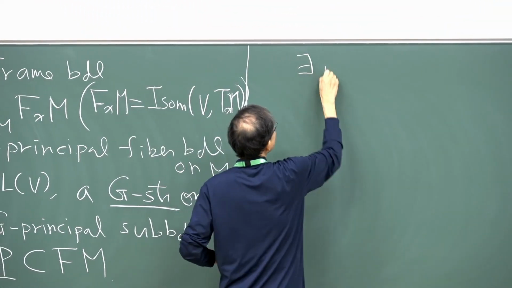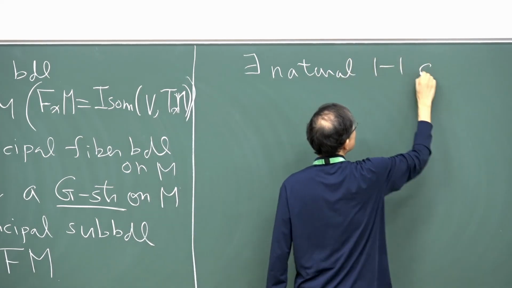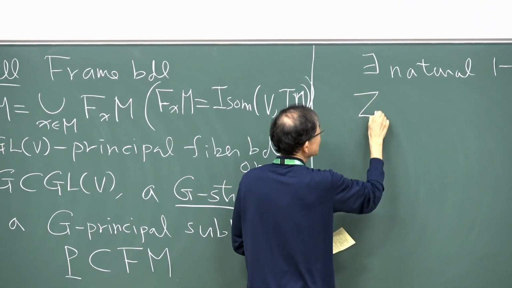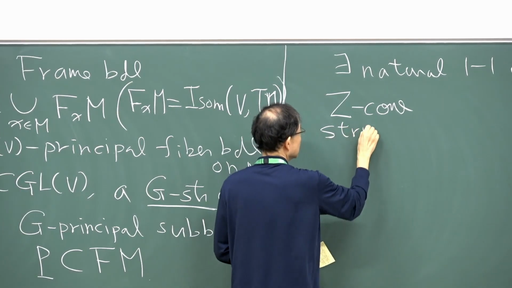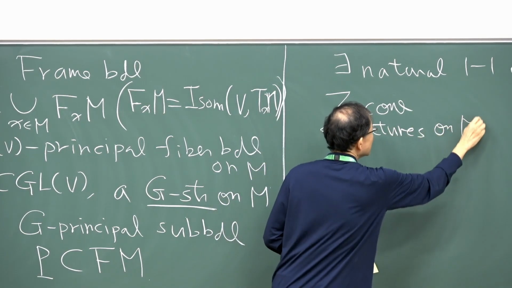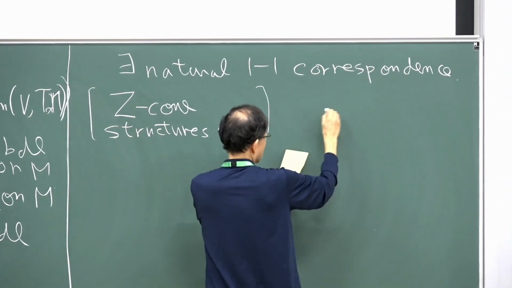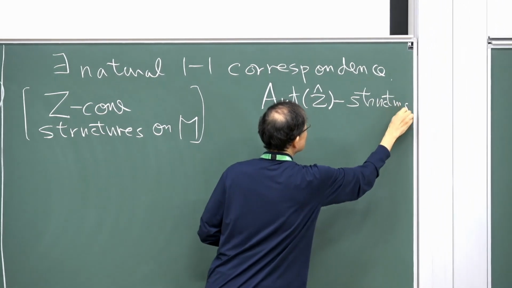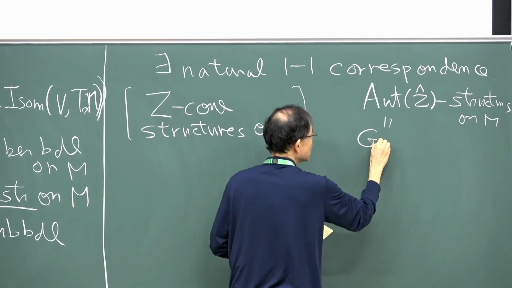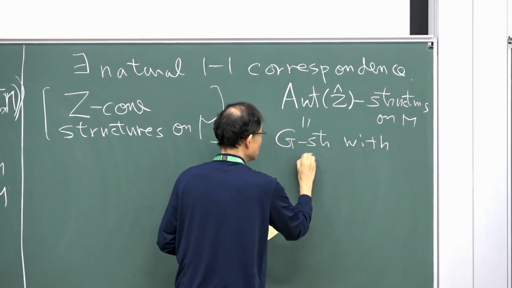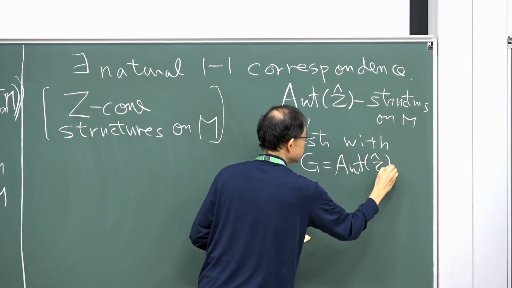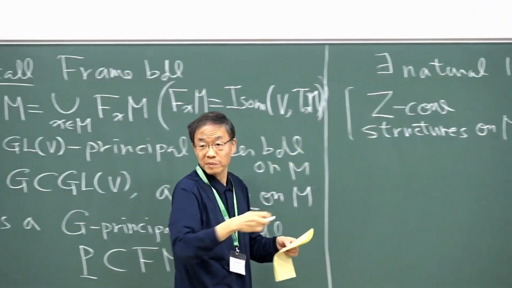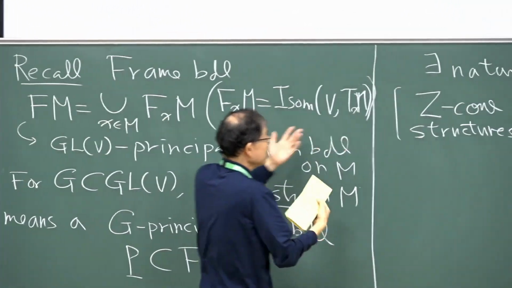So there's a natural one-to-one correspondence between Z-cone structures on M and Aut Z hat structures on M. In other words, this means G-structures with G equal to Aut Z hat. There's a natural one-to-one correspondence. This is easy to see.